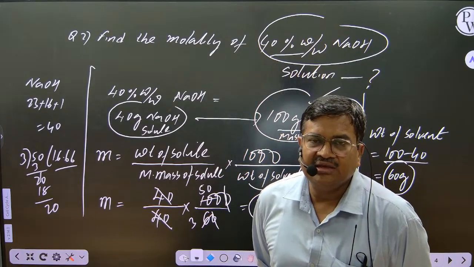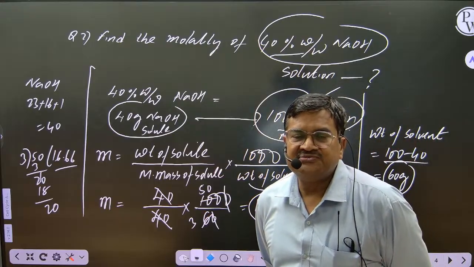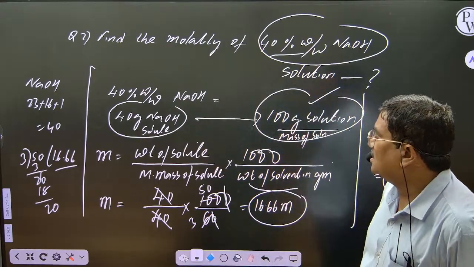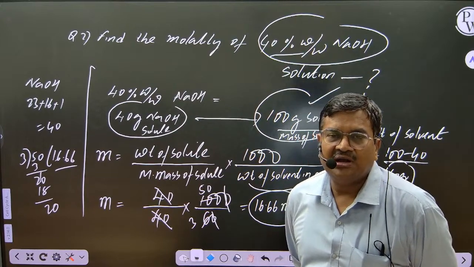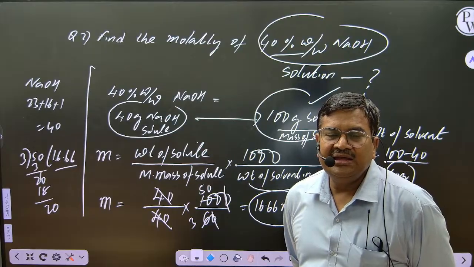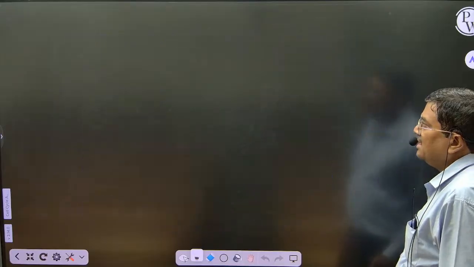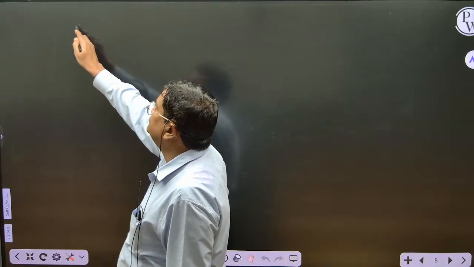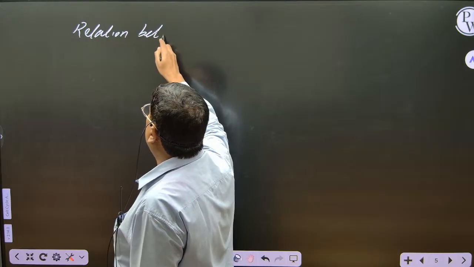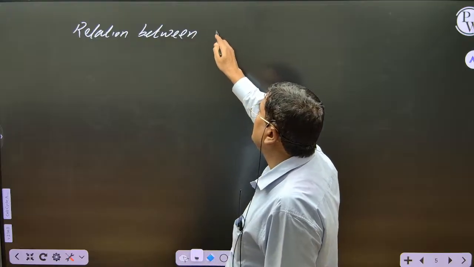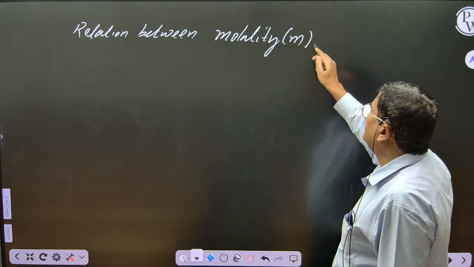Now write the next heading: relation between molality and mole fraction of solute. Is it clear for all students? Right. Now next we go for the relation between molality and mole fraction of solute. I'm going for the next concept. Write the heading, relation between molality. What is the symbol for molality? Small m. And mole fraction of solute.